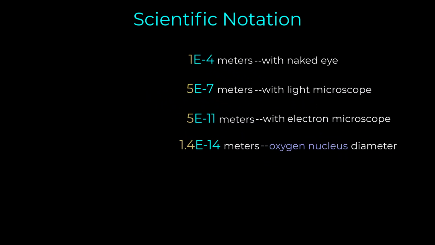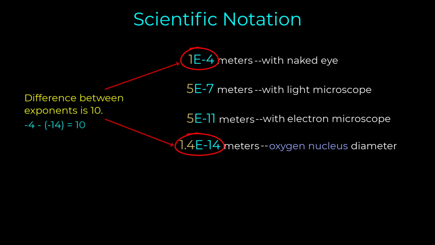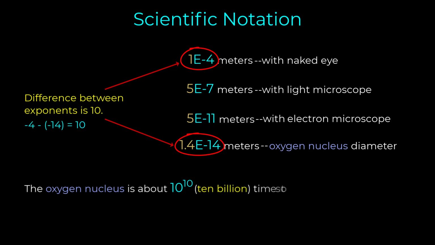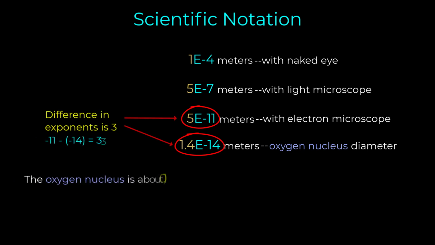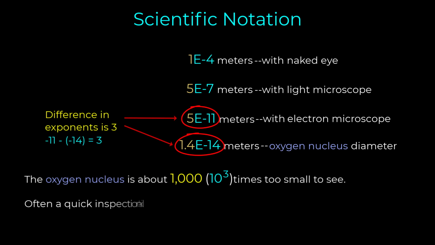I can arrange the numbers in order based on the exponents, largest number to smallest. Between our naked eye and the oxygen nucleus, there is a difference between the exponents of 10. That means that the oxygen nucleus is about 10 to the 10th power, or 10 billion times too small to see. Even with the electron microscope, the difference in the exponents is 3, which means that it is about 1,000 times too small to see. Often a quick inspection like that is sufficient to answer our questions.